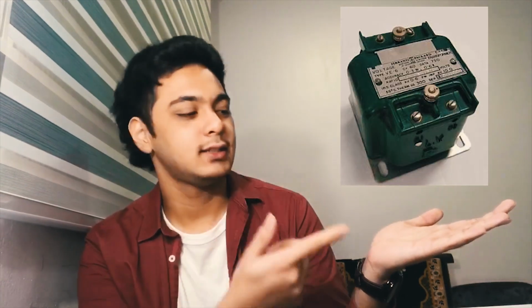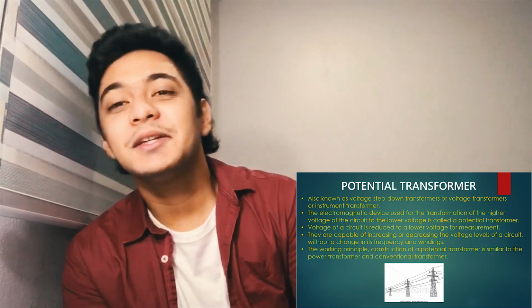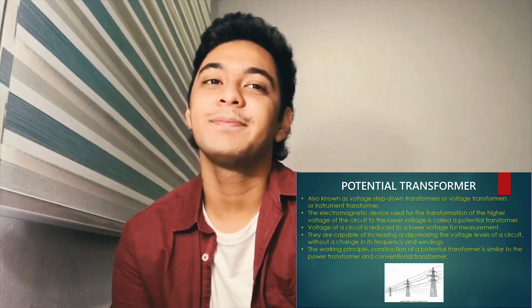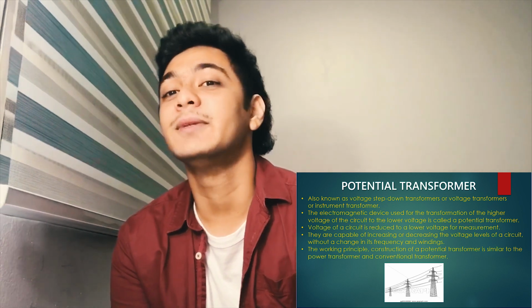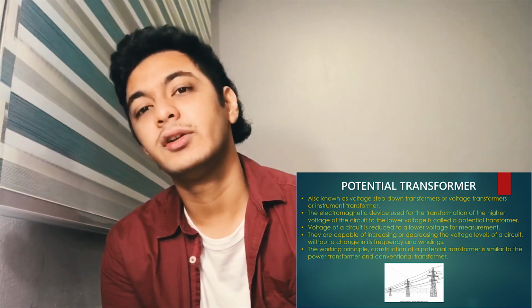As in the picture that I want to show you right now, this is one example of what a potential transformer looks like. The electromagnetic device used for the transformation of the higher voltage of the circuit to the lower voltage is called a potential transformer. The output of a low voltage circuit can be measured through a voltmeter or wattmeter. These are capable of increasing or decreasing the voltage levels of a circuit without a change in its frequency and winding. The working principle and construction of a potential transformer is similar to the power transformer and conventional transformer.